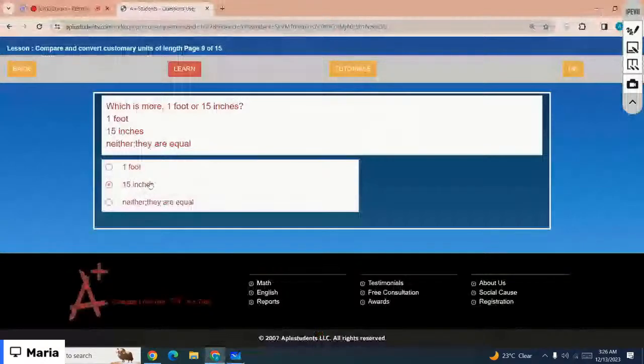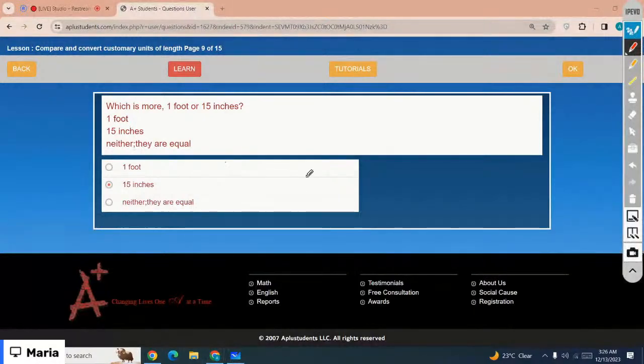The correct option is 15 inches because 1 foot equals 12 inches, right? So here you have 15 inches. Obviously, then 15 inches is more than 1 foot. The correct option is 15 inches.